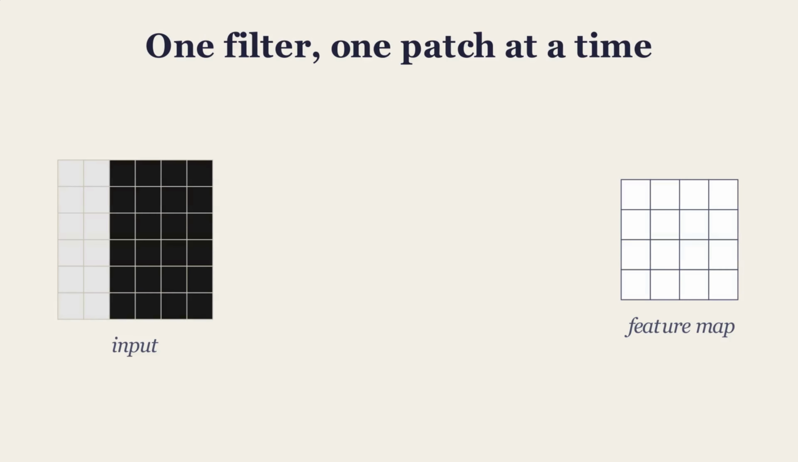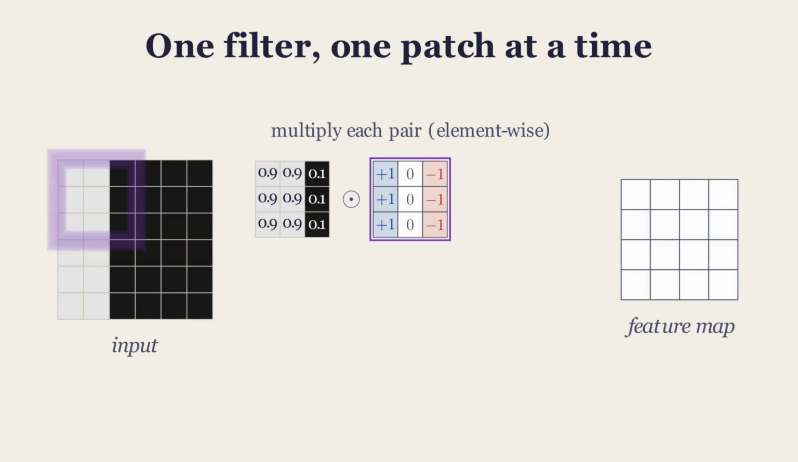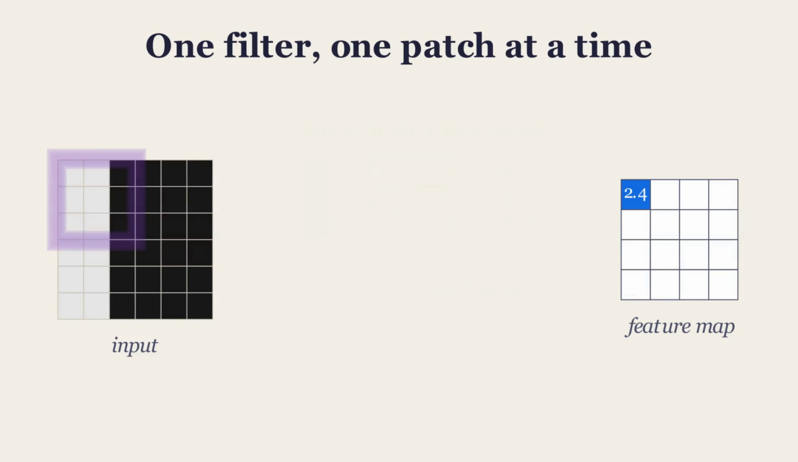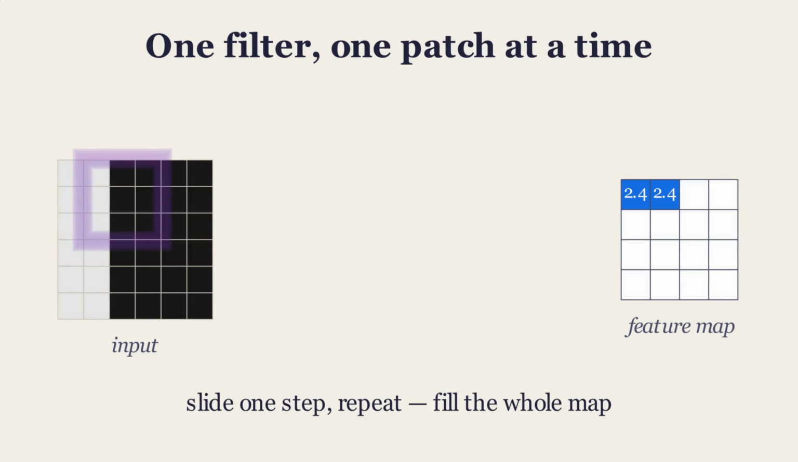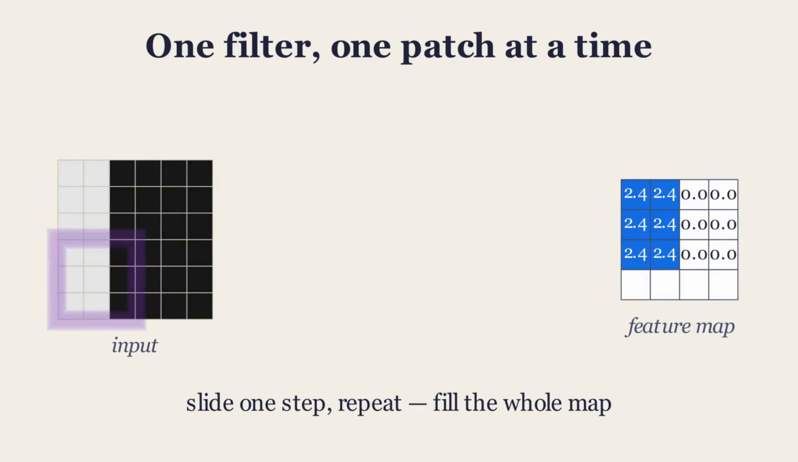We line the filter up over the top left corner of the image. Now we multiply each pixel by the filter value sitting on top of it, pair by pair, which gives us 9 little products. Then we add all 9 of them together into a single number. Here, that sum comes out to 2.4, and that one number becomes the first cell of our feature map. Then we simply slide the filter one step to the right and do it all again. Multiply, add, place. Step by step, the filter sweeps across the whole image, and every stop fills in one more cell until the feature map is complete.